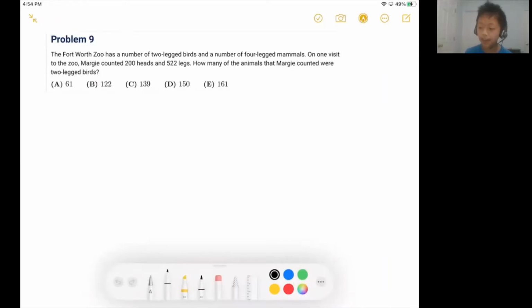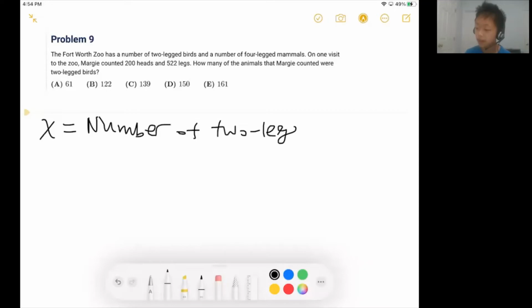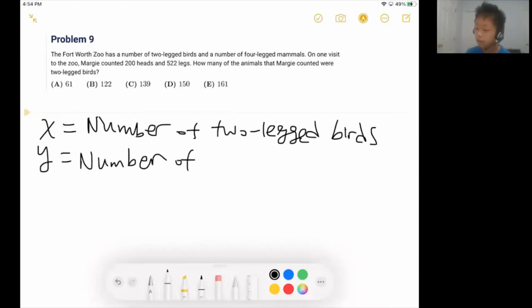So we can let x equal the number of two-legged birds, right? And we can let y equal the number of four-legged mammals, right?